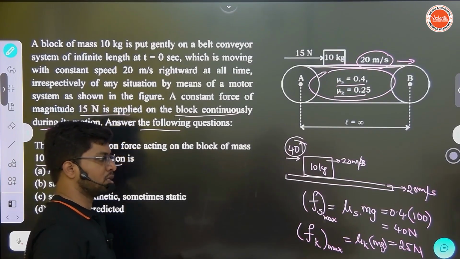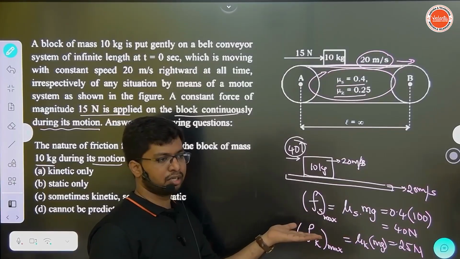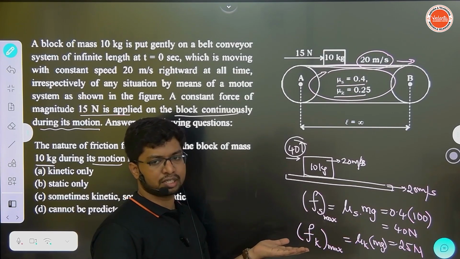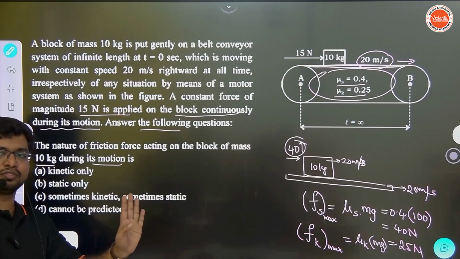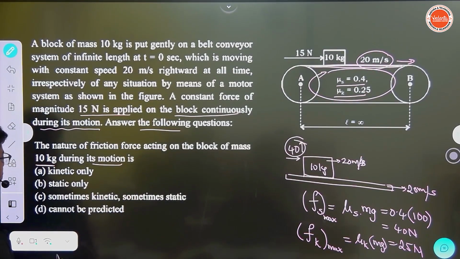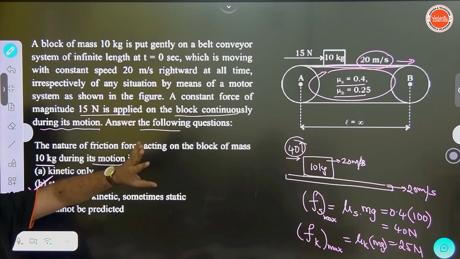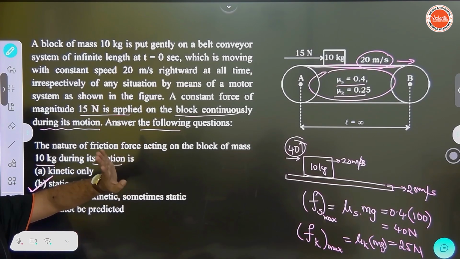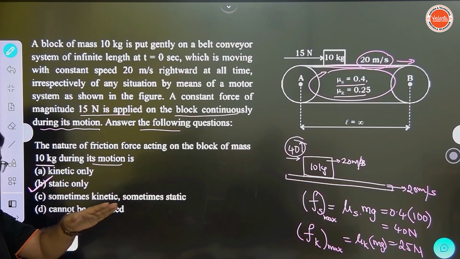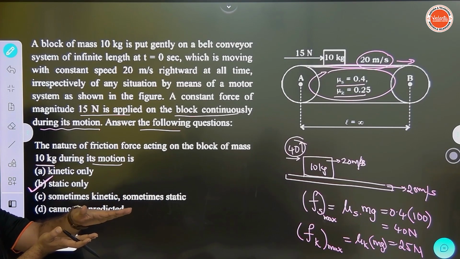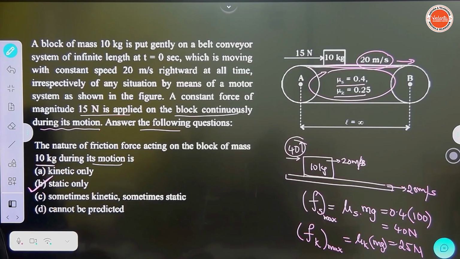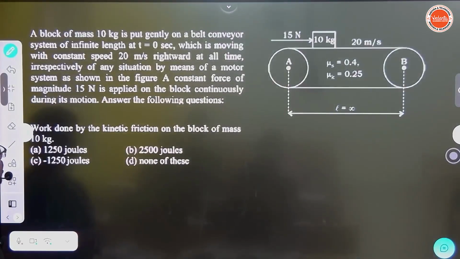If the applied force is 15 newtons and the block is at rest with respect to the belt, what is the frictional force acting here? 15 only. Whatever the applied force is, that will be the frictional force. And the nature of the frictional force will be static. Clear? Don't write that just because the block is moving, it is kinetic friction. It will be static unless you have relative slipping between the two surfaces; only then should we say it is kinetic friction. Otherwise, it is static. Clear? Let's go for the next question.